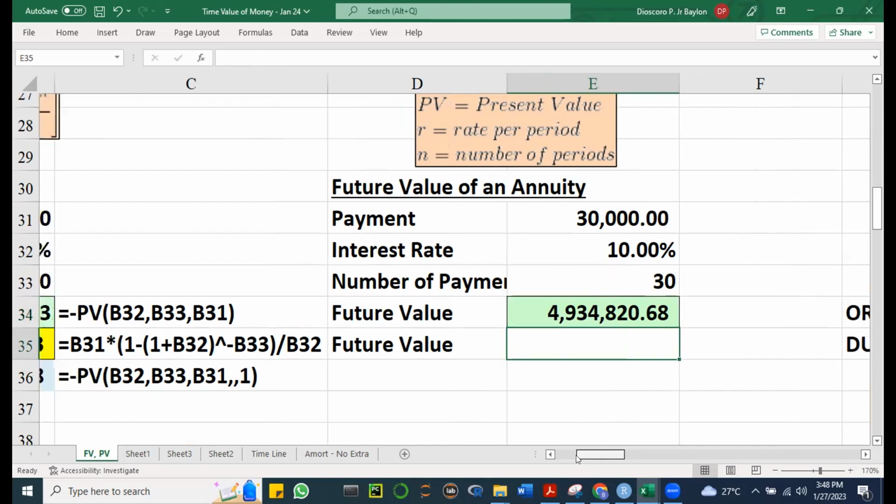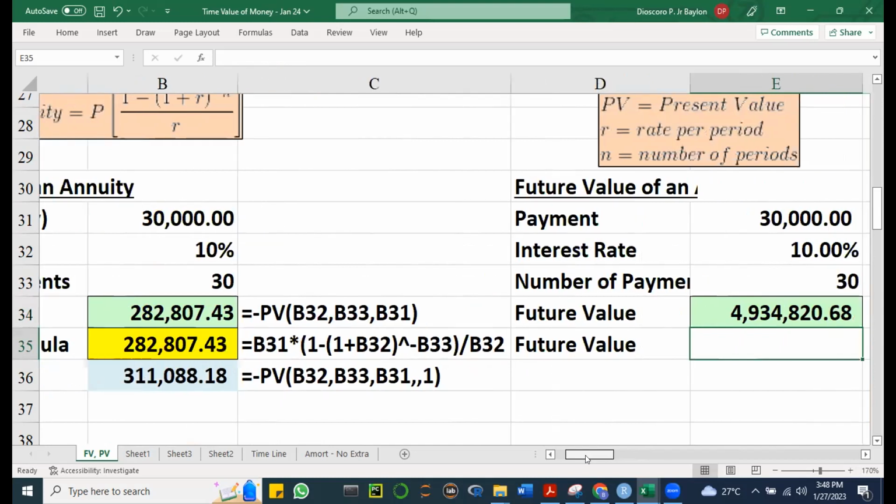That's the equivalent future value of an annuity of 30,000 for 30 years earning 10%. We can also make use of the fact that this annuity is equivalent to 280,807 now. So these are equivalent values: the annuity of 30,000 for 30 years, 280,807 now, and 4.934 million after 30 years. They are all equivalent values. In other words, we are indifferent to any one of them, assuming that the interest rate is 10%, the number of payments is 30, and the annuity is 30,000.